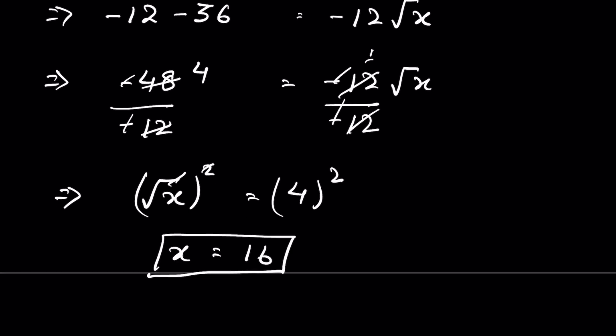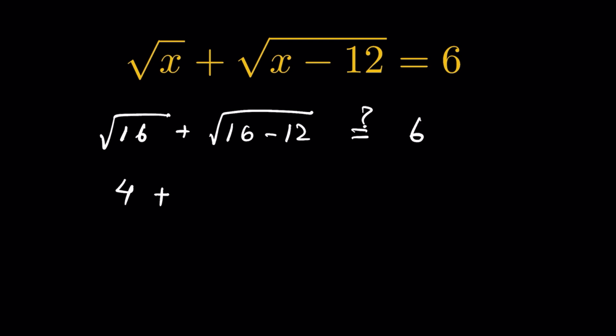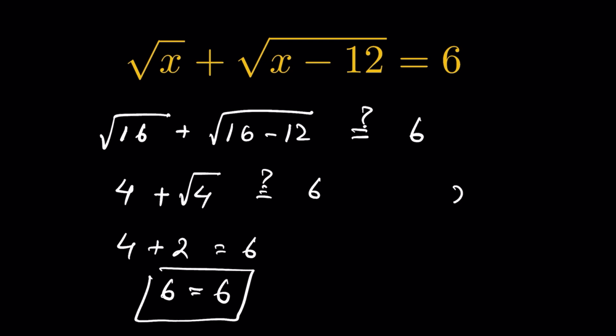Let's verify this answer. Square root of 16 plus square root of 16 minus 12. This should be equal to 6. Square root of 16 equals 4, plus 16 minus 12 is 4, square root of 4. 4 plus square root of 4, which is 2. LHS equals RHS. Therefore, x equals 16.